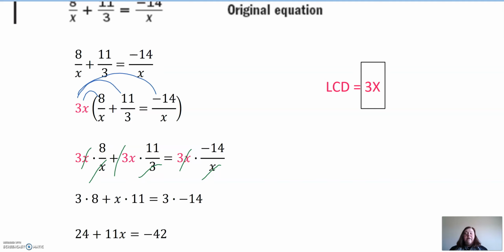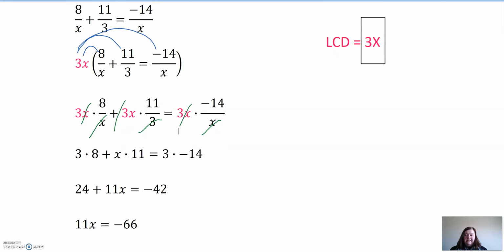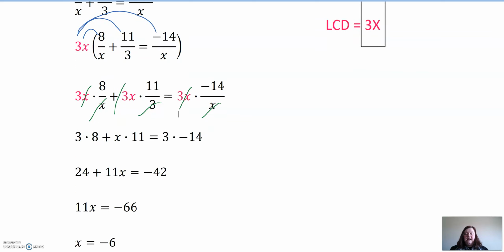So now we can start to solve the equation. We want to get x by itself. So now I can subtract 24 from both sides to get that 11x by itself. When I do that, I get 11x equals negative 66. Next up, I'm going to divide both sides by 11. So negative 66 divided by 11 gives us negative 6. So x is negative 6.